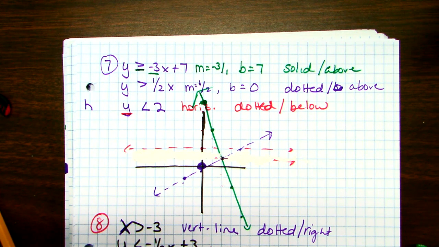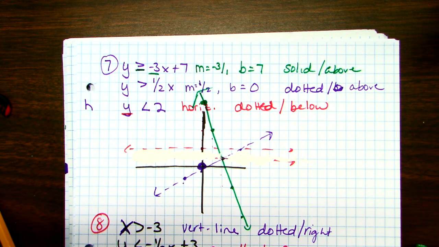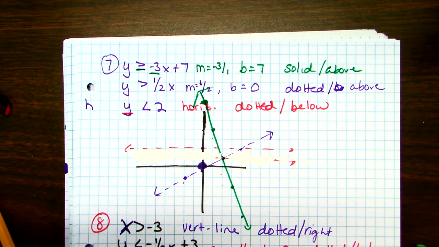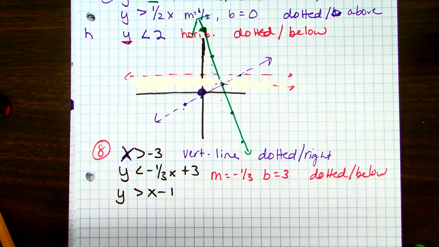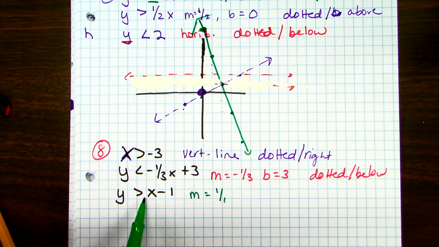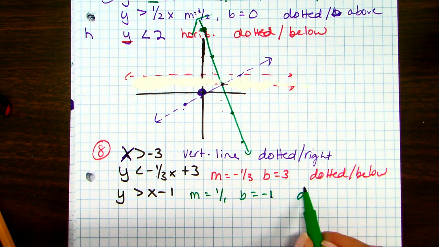And I'm just going to quickly pull out the M and the B, right? M and B. Dotted, below, right? Less than, yeah. Oh, so sorry, yeah. And then a slope of 1/1, right? That's 1/1. B of -1, dotted above.